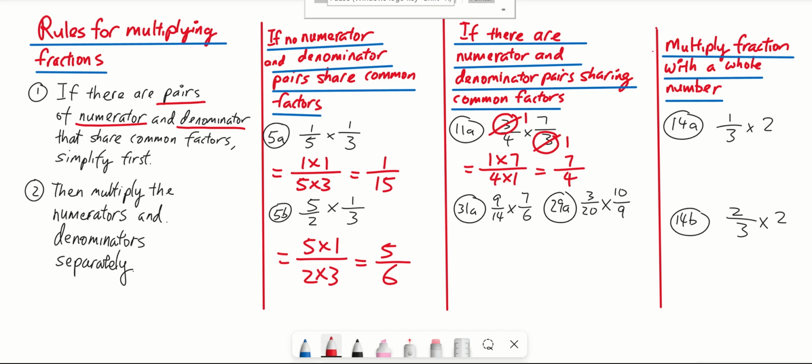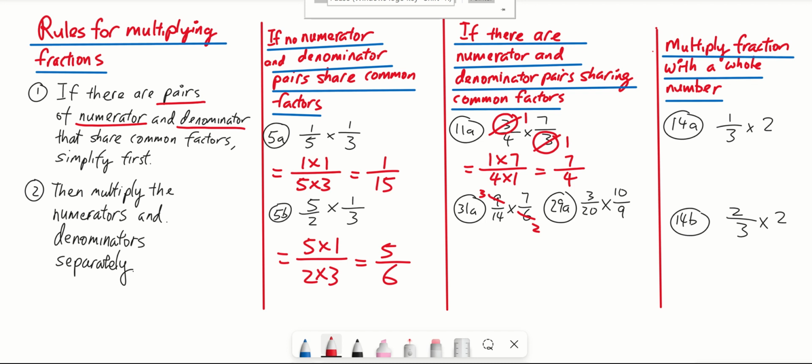All right, let's take a look at the next one, 31a. Now, this one is interesting. You can see that both 9 and 6 can be divided by 3. So if I divide 9 by 3, I end up with 3. If I divide 6 by 3, I end up with 2. And notice that 7 and 14, both numbers can be divided by 7.